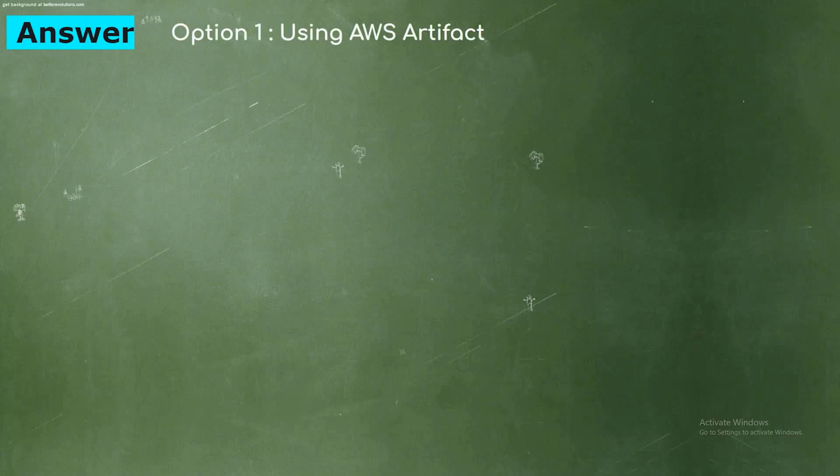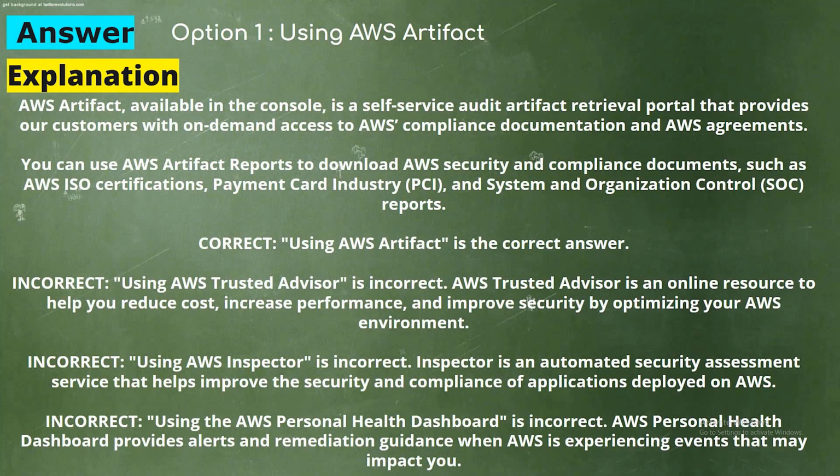Using AWS Artifact. Explanation. AWS Artifact, available in the console, is a self-service audit artifact retrieval portal that provides our customers with on-demand access to AWS compliance documentation and AWS agreements. You can use AWS Artifact reports to download AWS security and compliance documents, such as AWS ISO certifications, payment card industry, PCI, and System and Organization Control, SOC, reports. Correct. Using AWS Artifact is the correct answer.